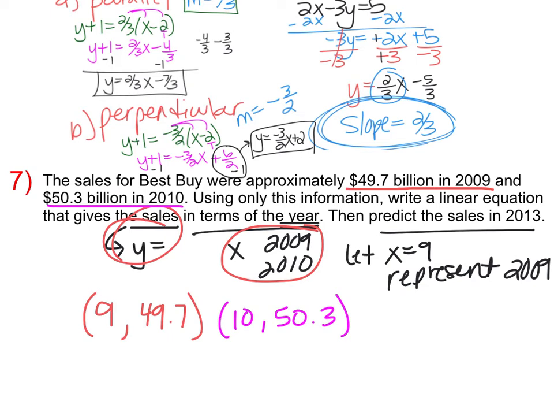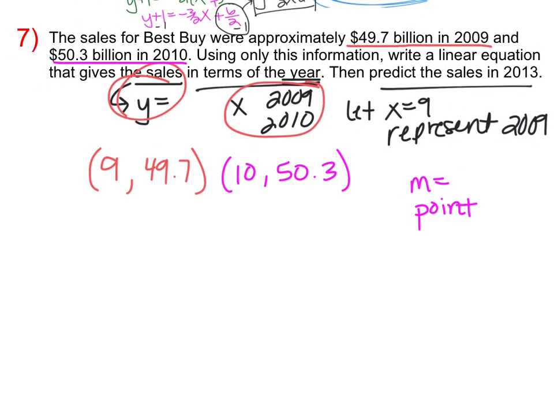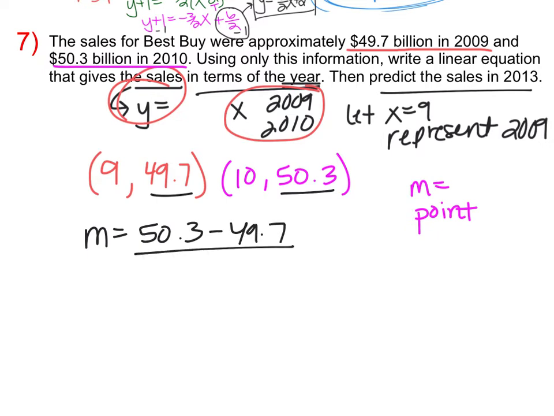And to write an equation, we need our slope. And then we can use our point slope form, and we have a point. And so we have 2 points to choose from. We can pick either of them. So let's go ahead and find the slope between these two. So we know our slope formula, m equals y2 minus y1, so 50.3 minus 49.7, divided by x2 minus x1, so just 10 minus 9. This will give us 0.6 divided by 1, which is just then 0.6.